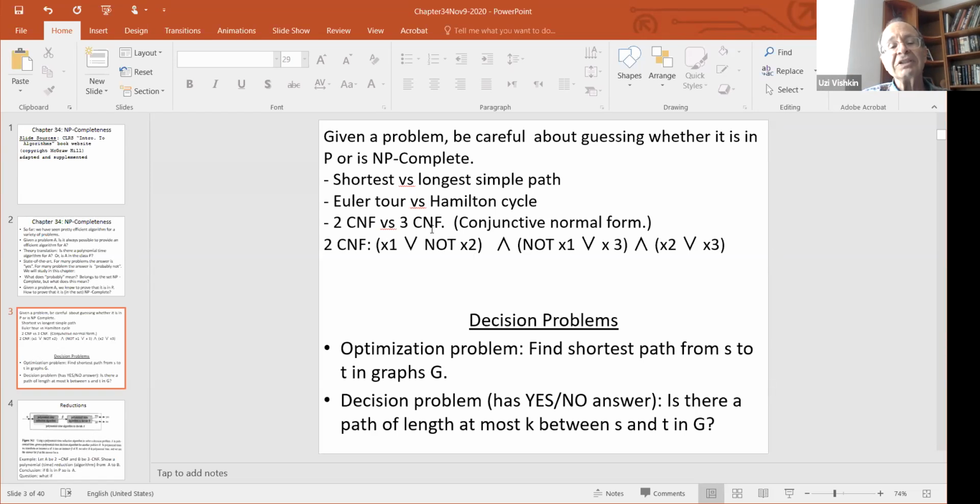Turns out that for 3CNF, the problem is NP complete. So they sound very similar. The only difference, 2 versus 3. Turns out that 2 is easy, 3 throws you into a completely different universe.